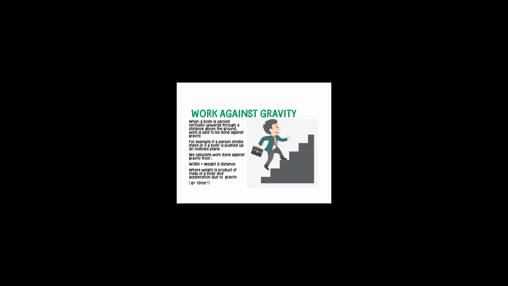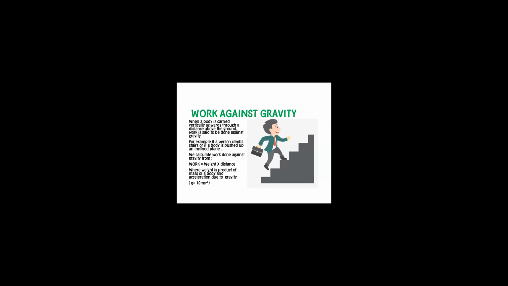When a body is work against gravity. When a body is carried vertically upwards through a distance above the ground, work is said to be done against gravity. For example, if a person climbs stairs or if a body is pushed up an inclined plane, we calculate work against gravity from work is equal to weight times distance, where weight is the product of mass of a body and acceleration due to gravity.